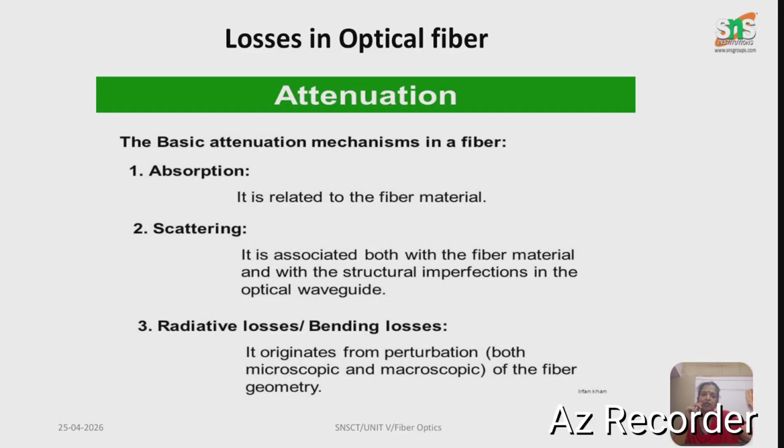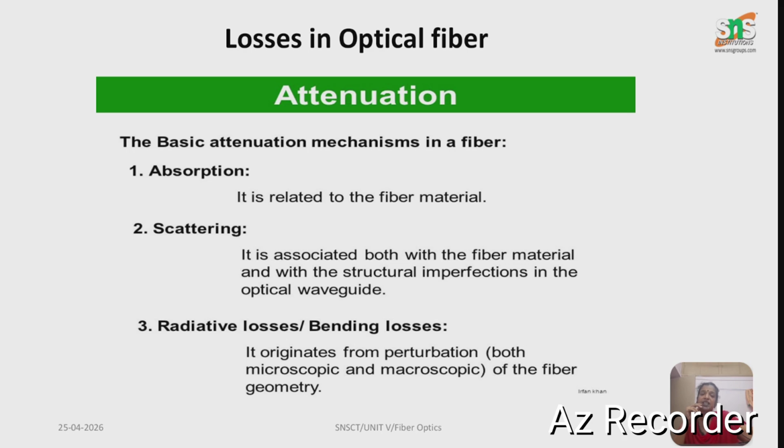Losses in optical fiber. The other name for loss is attenuation. Here we have three attenuations, that is absorption, scattering and then radiative loss or bending loss. In absorption, it is related to the fiber material. The material may have a missing atom or a group of atoms, or sometimes it may have hydroxyl ions. So due to that, some amount of light can be absorbed by the material.